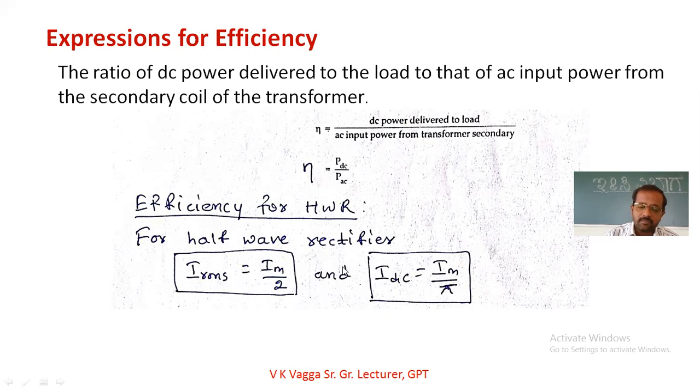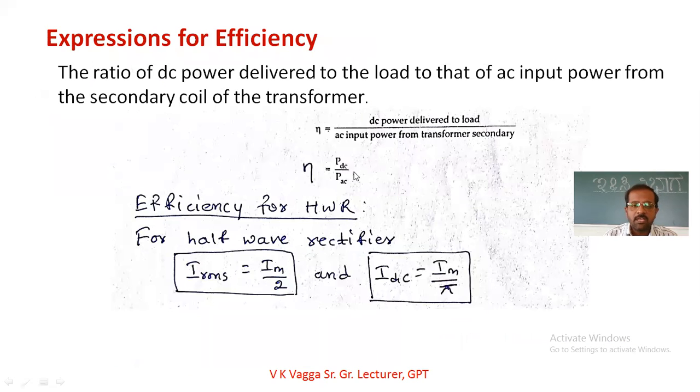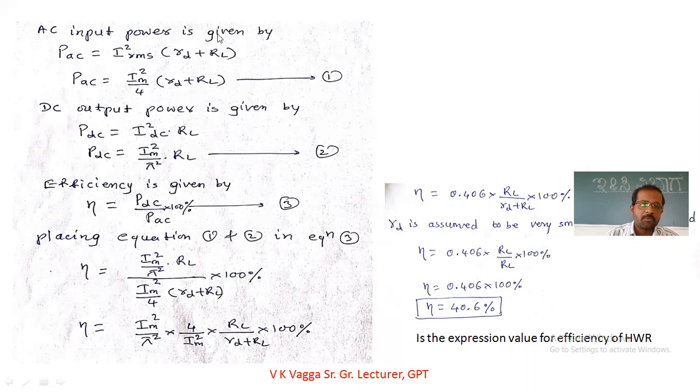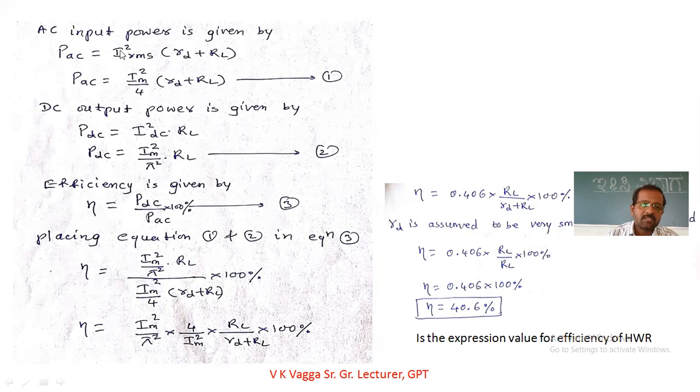Okay, and now the formulas for the power. In order to calculate the efficiency, the AC input power and the DC output power are to be calculated. The AC input power is given by PAC is equal to I square RMS into RD plus RL. RD is the internal resistance of the diode, RL is the load resistance. In place of the IRMS, I am going to place IM divided by 2, since IRMS is equal to IM divided by 2. So this becomes I square M divided by 4 into RD plus RL.